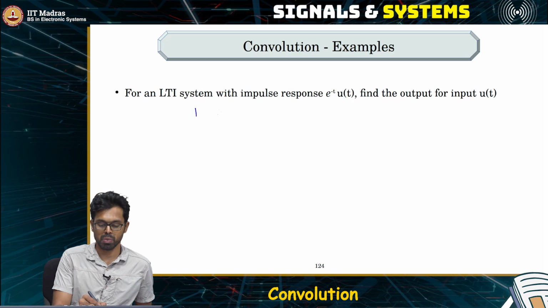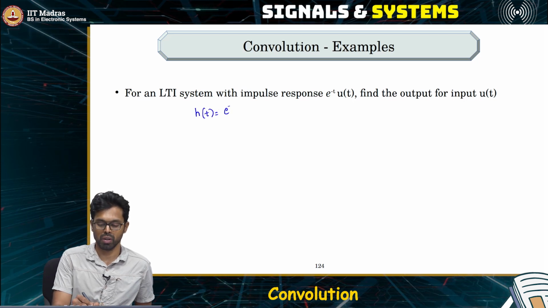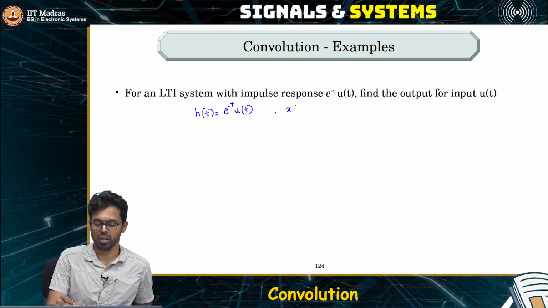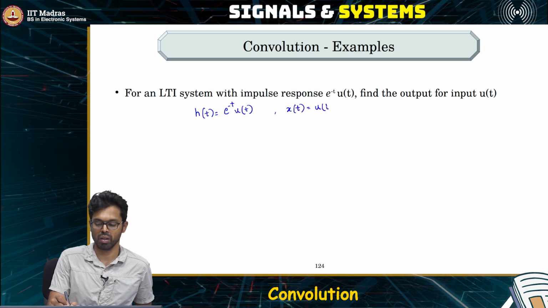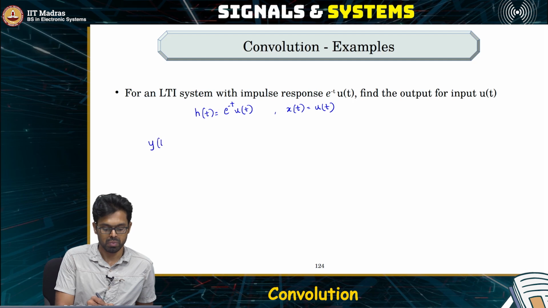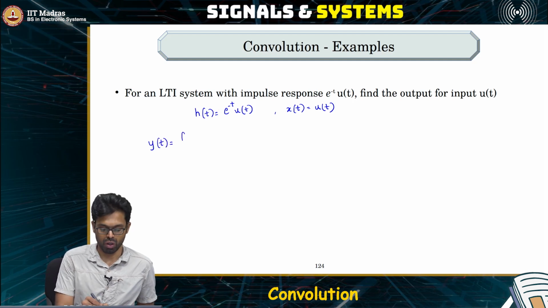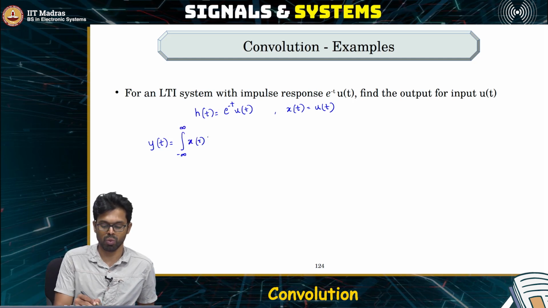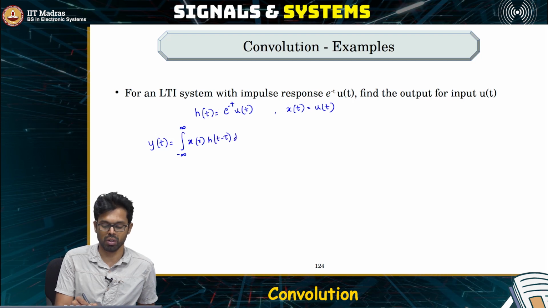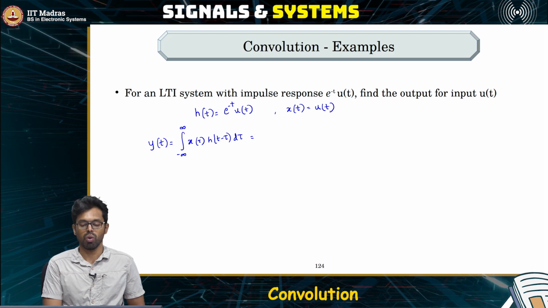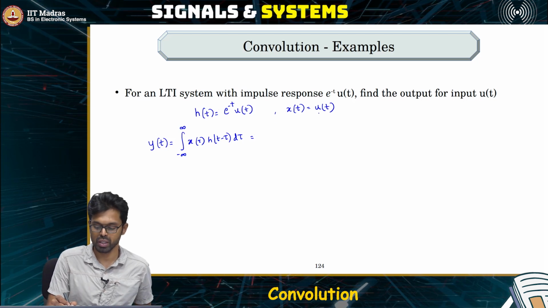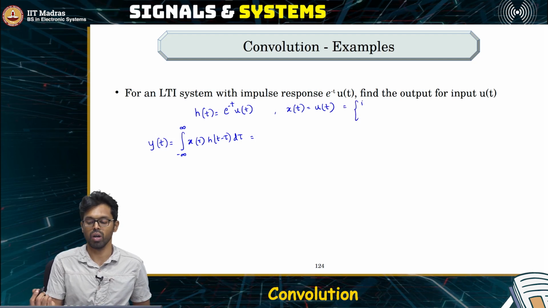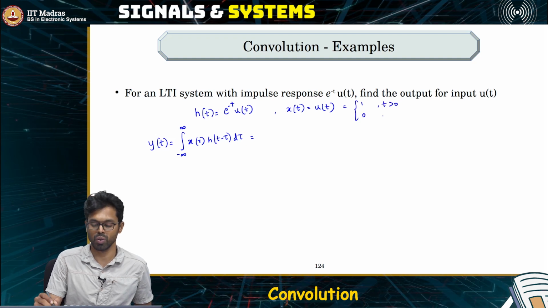So in this case, the impulse response of the system is given to be e power minus t u of t, and the input is now given to be x of t equals u of t, and we need to find the output. So let's do the same as we did before. Convolution, minus infinity to infinity, x of tau h of t minus tau d tau. So let's first substitute the input. The input is simply the unit step function, meaning it is 1 for t greater than 0, 0 otherwise.